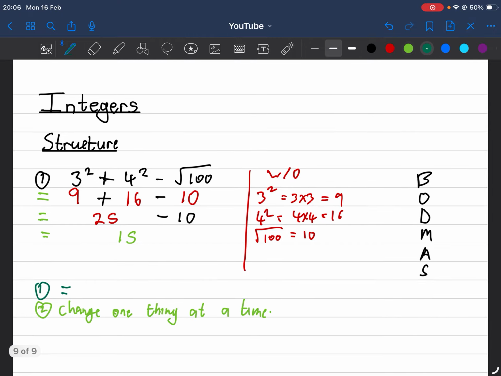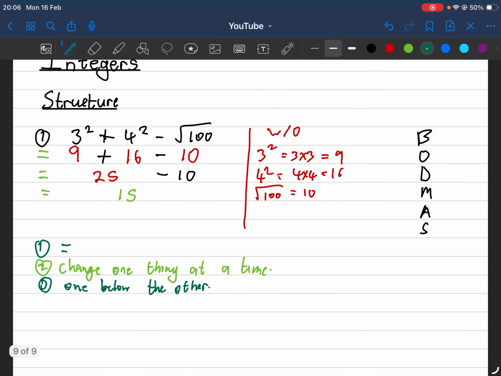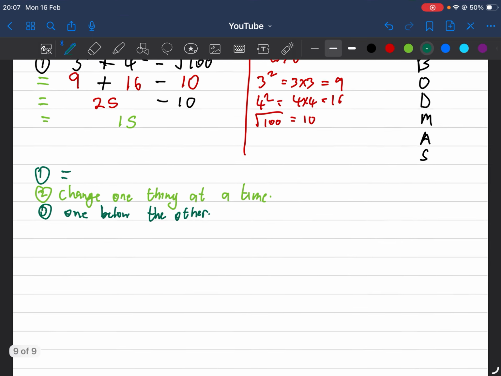And number three, let's write one below the other. Okay, so everything should be written one below the other, right? So that has to do with structure. So we're going to keep that in mind and let's go into some of our laws of our integer rules, right?